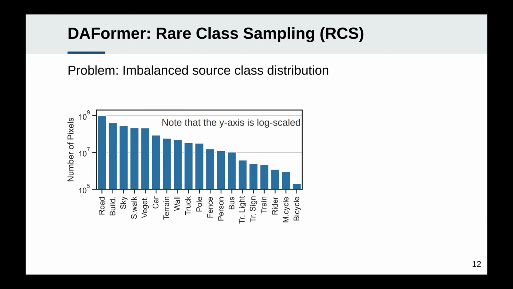One of them is rare class sampling. What we observed is that in your regular source domains, you have an imbalanced class distribution. Here we have the number of pixels for each class in the source data set.